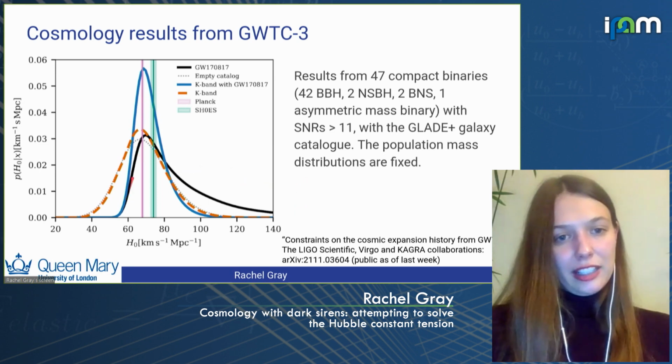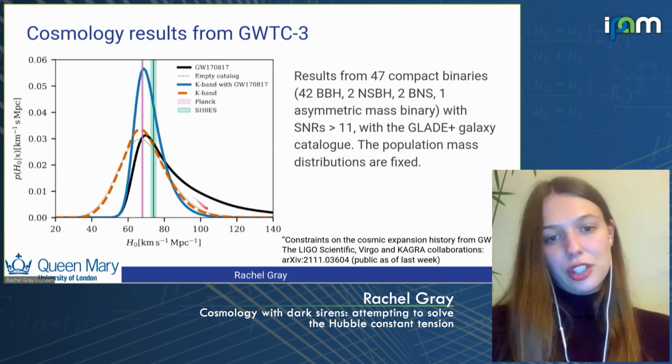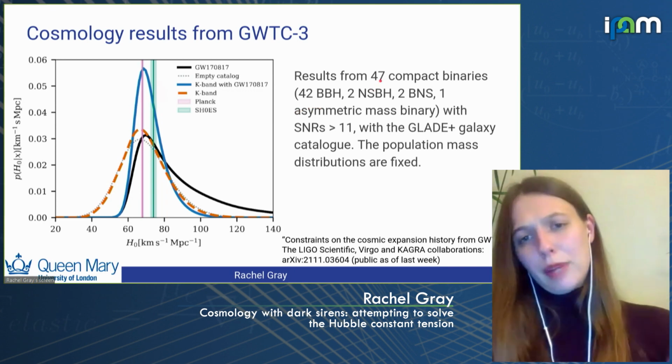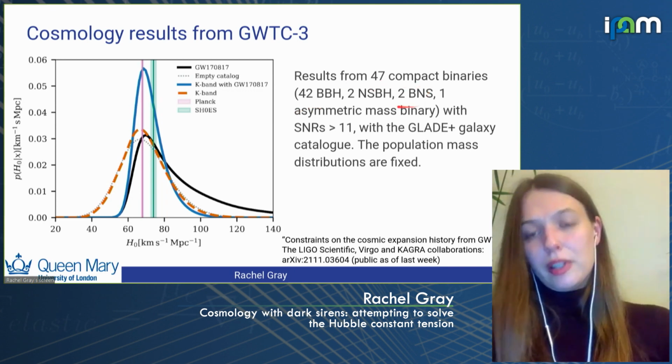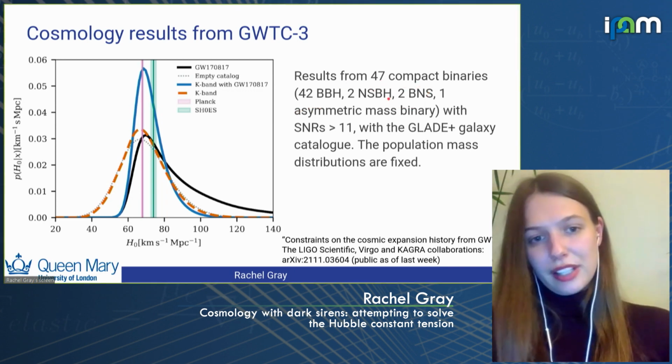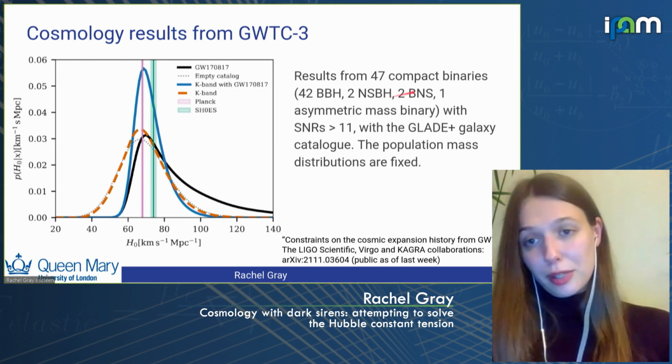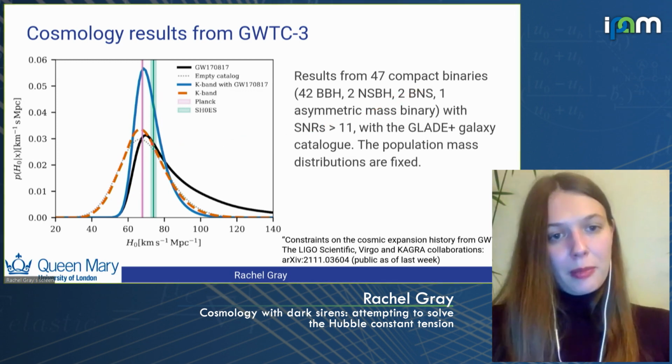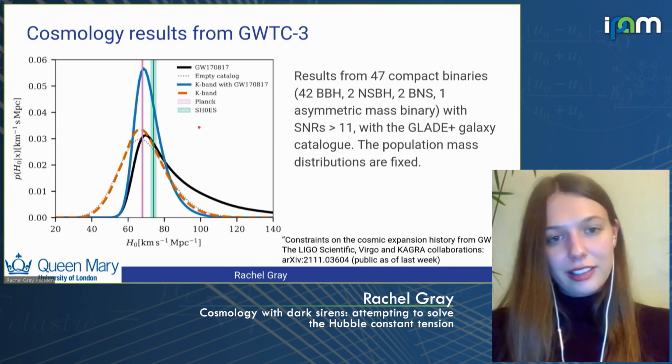And essentially here, the dashed orange line shows the contribution from all of the binary black holes and, well, binary black holes, neutron star, asymmetric mass, all of the events which are not the binary neutron star with its counterpart. The black is the binary neutron star with its counterpart, and the combination of the two is this blue line here, which you can see is far more informative. It is a much tighter constraint.